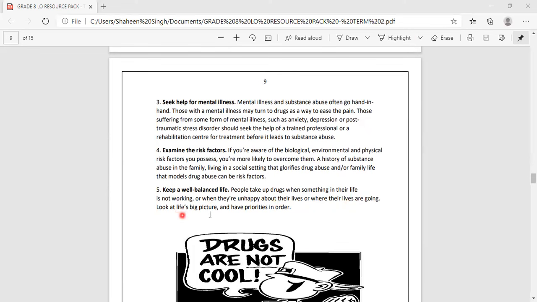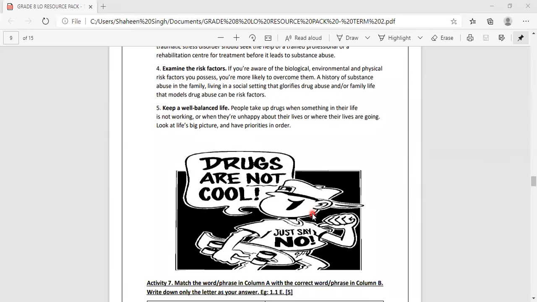It's important to look at the big picture and have priorities in order, which means looking at your life from a bird's eye view and seeing what you can do to improve those areas which are being neglected, and how you can pay attention and manage your time in order to pay attention to the different areas of your life. And it's very important to note as well that drugs are not cool. Say no to drugs. Say yes to a healthy life.